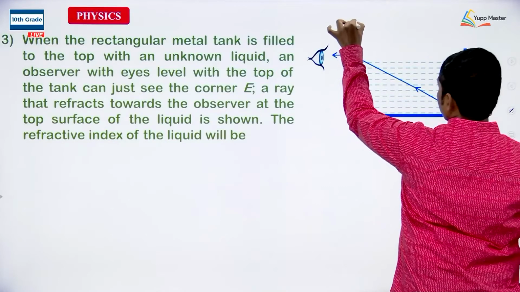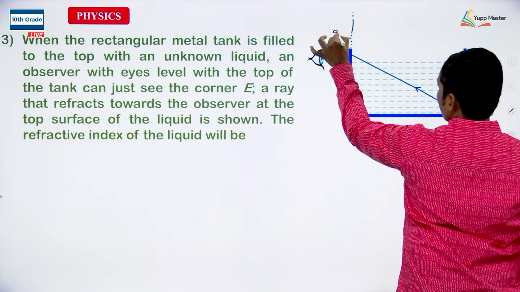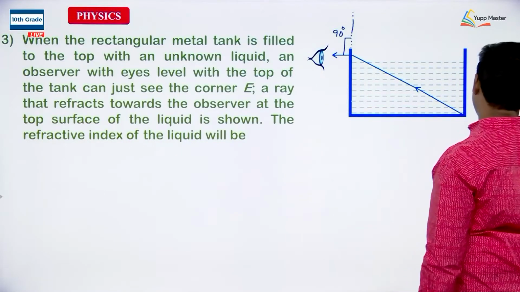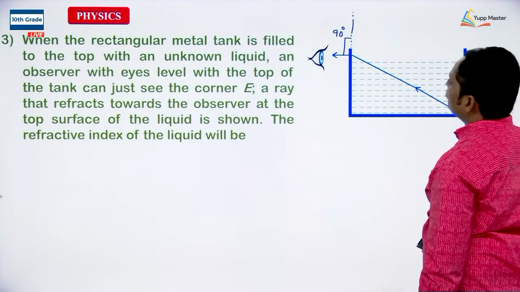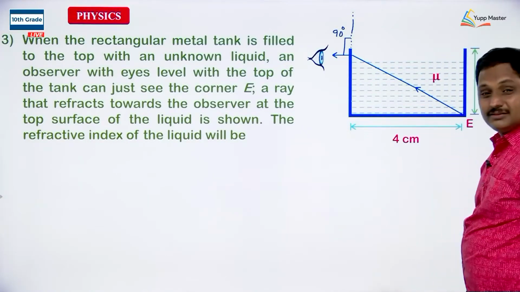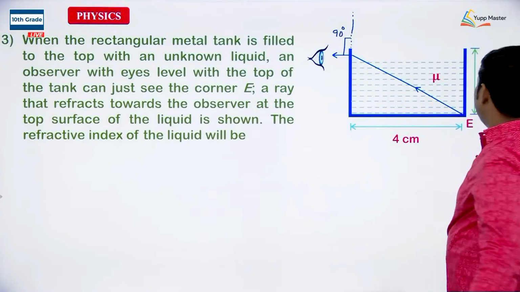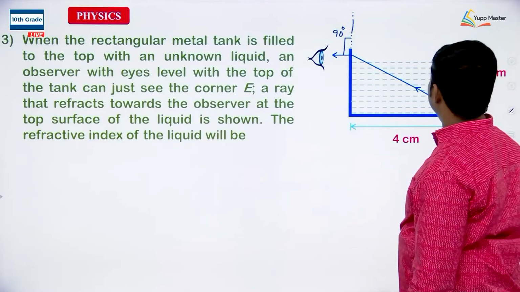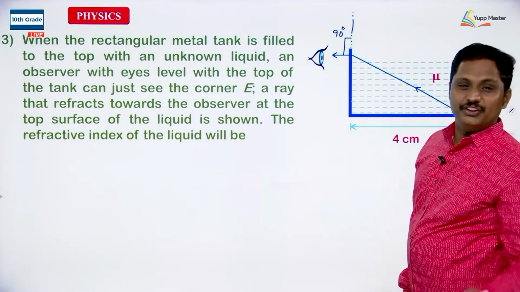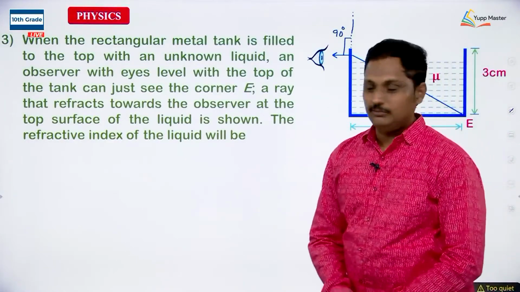You can easily identify it. Yes, it has been observed at 90 degrees, all right. Now, you are going to take this problem and they have given the dimensions also, 3 centimeters and 4 centimeters. Just you can see this is the u, mu is the refractive index of that liquid. What is your aim? Just see the problem.